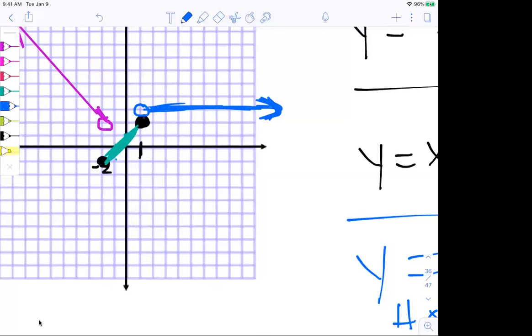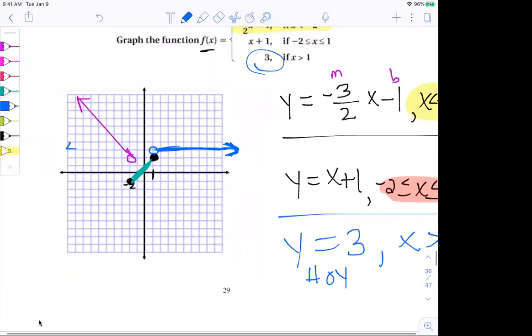So now I have 3 pieces because there were 3 equations. So 3 equations mean I should have 3 pieces in my graph. I've met the 3 conditions or the 3 domains that were given. And the final check is to make sure that this is a function.